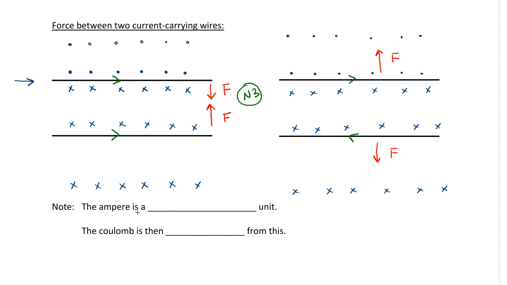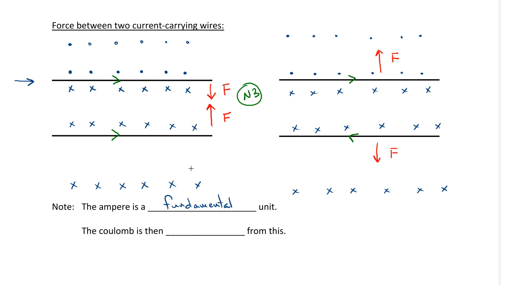And actually, this is how the ampere is defined. The ampere is a defined or a fundamental unit, and it's defined as the amount of current that needs to flow through two very long parallel conductors if you place them 1 meter apart to generate a particular magnitude force, a force of 2 times 10 to the negative 7 newtons.